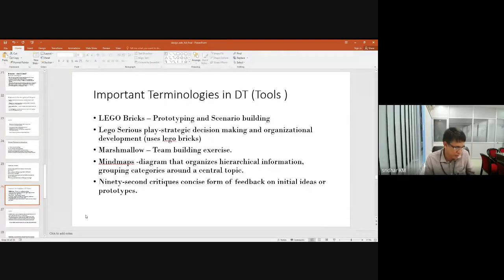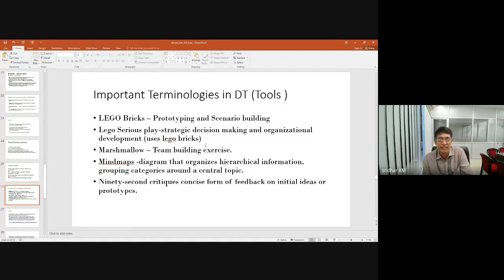There are different tools available in design thinking, whereby we see the Lego bricks. Management people know the Lego bricks, where small pieces are used to build. It is used for prototyping and scenario building, especially in engineering education, civil engineering education. There is also a technique using Lego bricks called Lego Serious Play. All this you will learn in depth; I'm only introducing the terminologies, giving just what they mean literally, not more than that, for want of time. So it is prototyping and scenario building.